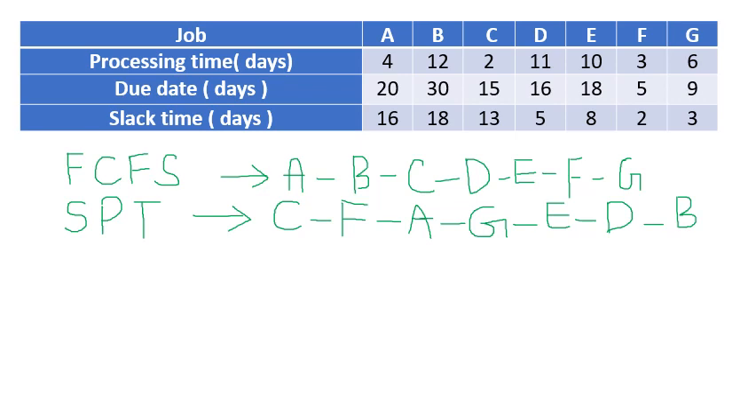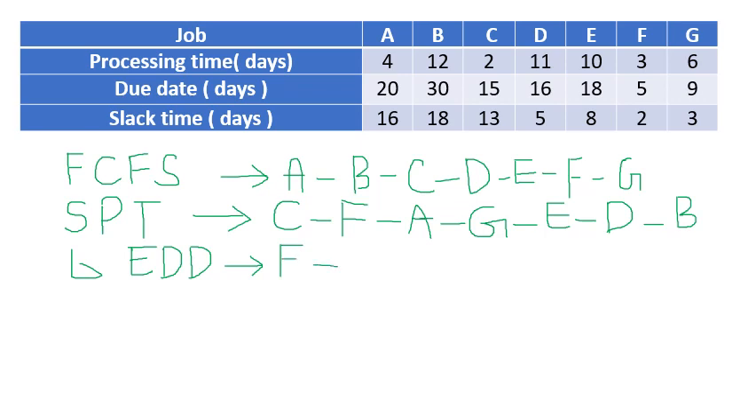Now let us see according to the earliest due date rule, the EDD rule. We will see which is the sequence. Here, look at the table. The earliest due date here, which is the minimum, is F. So F will be the first job in the sequence.